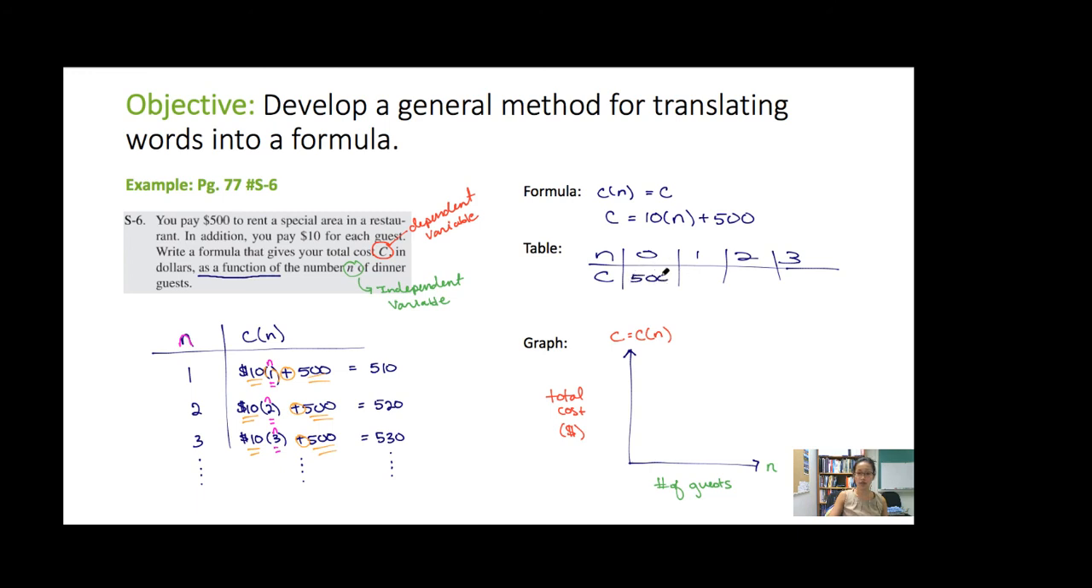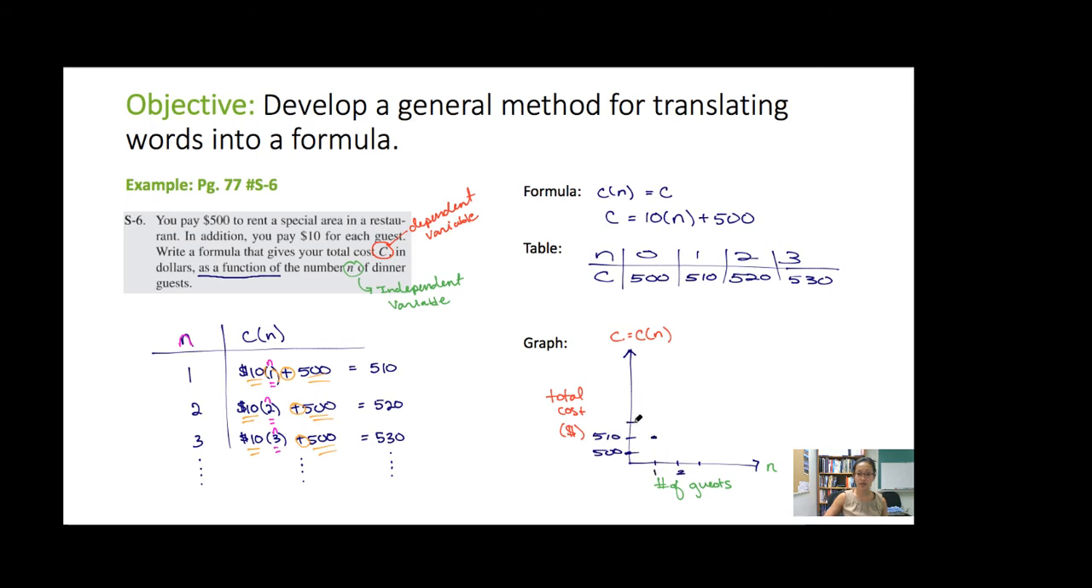So no guests show up, the cost is 500. One guest shows up, it's 510. 2 guests show up, 520. 3 guests show up, 530, etc. Okay, and we can start making a rough sketch of this. So when n is 0, let's say that that's 500. Okay, when n is 1, 2, 3. So when n is 1, let's say that's 510.